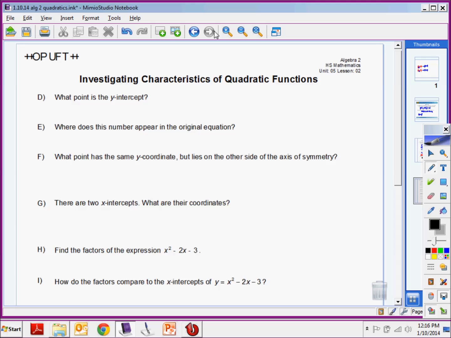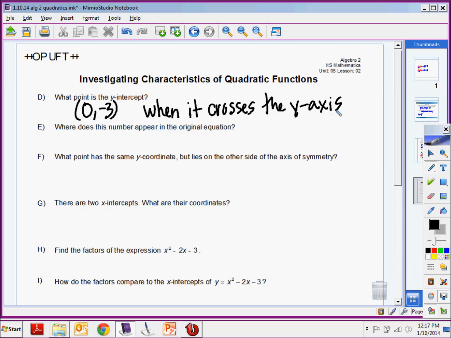What point is the y-intercept? 0, -3. How do we know that? X is 0. When you're looking at the graph, it's when it crosses the what axis? The y-axis. When you're looking at a table, it's when x equals 0.